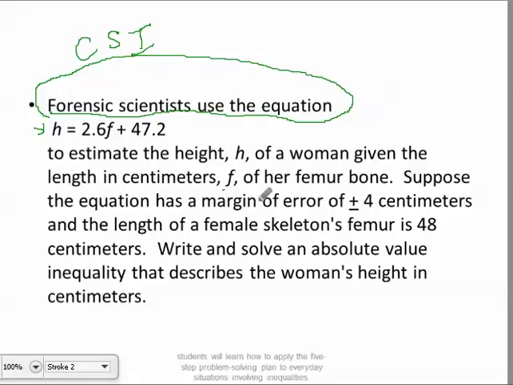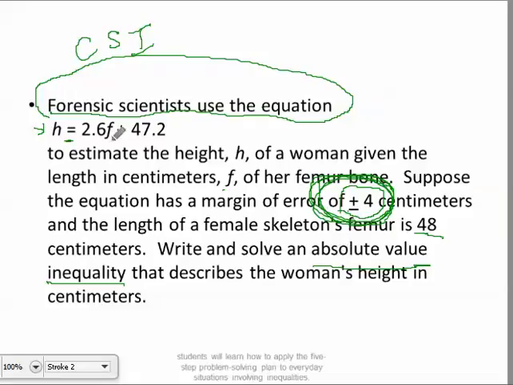Now suppose the equation has a margin of error of plus or minus 4 centimeters. The length of the female skeleton's femur is 48 inches, and they want you to give the woman's height in centimeters. This is an absolute value inequality that we're going to write. But Mr. Green, it's got an equal sign here. This is where the inequality comes from, right here. Okay? So let me show you what we're going to do.